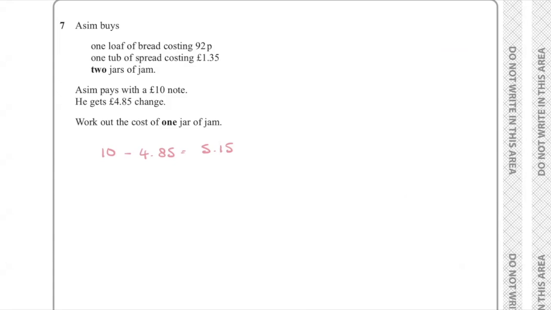We're then going to take off what we know. So we're going to take away the £1.35 for the spread and the 92p. Now be careful, make sure that you are writing this in pounds. When you take that away, you get £2.88. Now he bought 2 jars. Really important that we clock that. I need to divide by 2 if I'm going to get the price of 1 jar, which is £1.44.